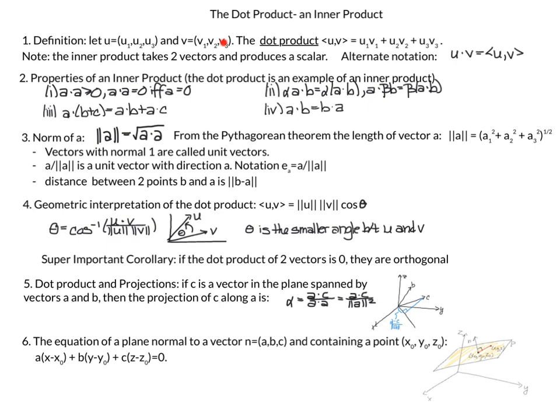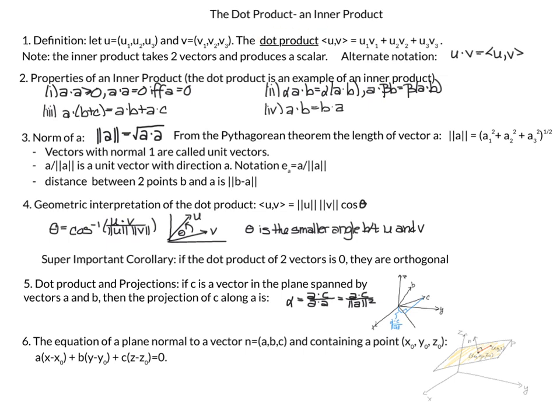First, we will define, given two vectors, the dot product of these two vectors with two different notations. You can either use the dot or you can use this bracket notation, which is equal to the sum of the component by component multiplication. So you can look at the definition here. The note that we want to keep in mind is that the inner product, or this dot product, takes two vectors and produces a scalar.